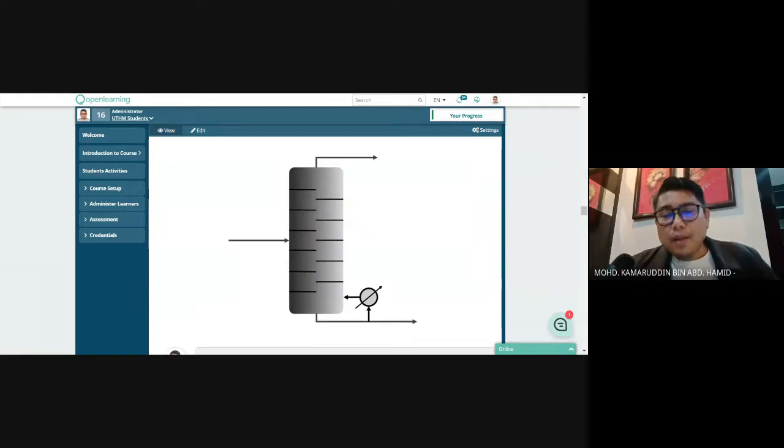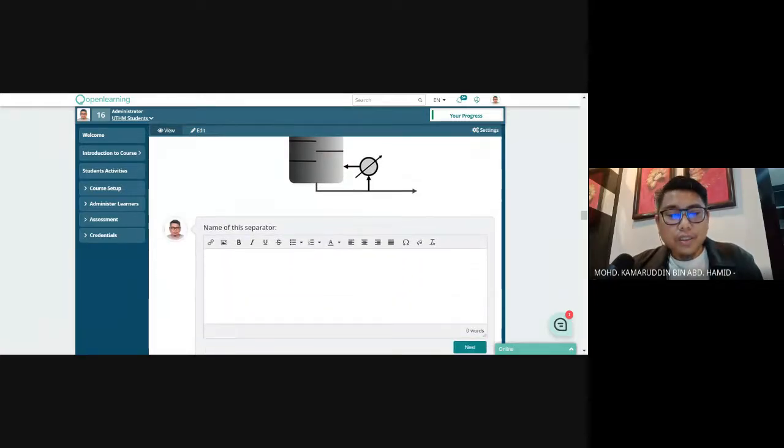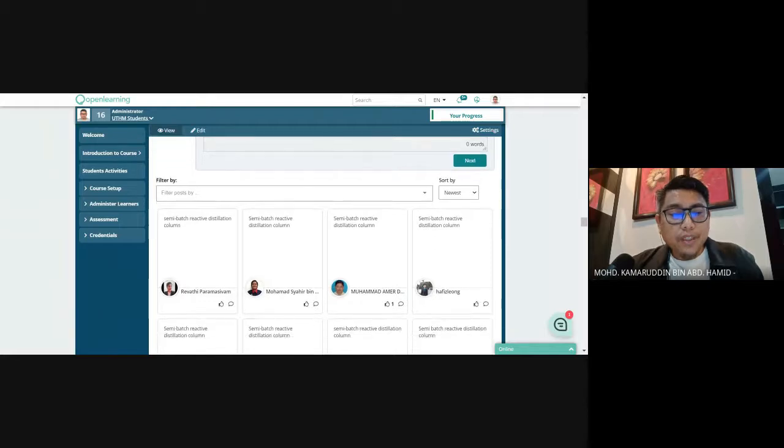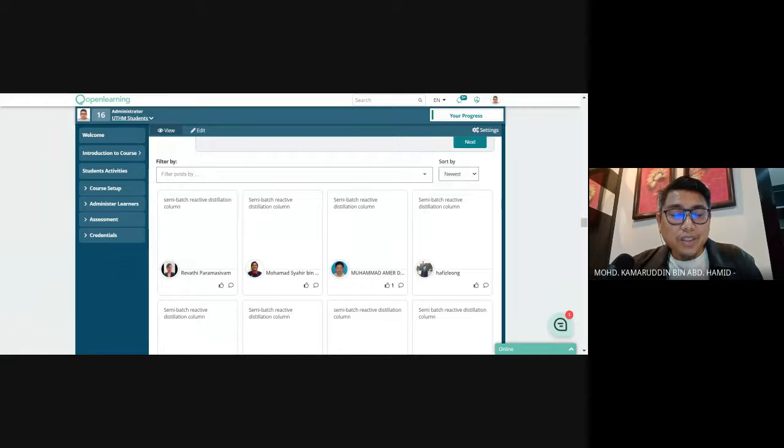Okay, so since you have an absorber and also a reboiler at the bottom, what do you call this kind of separator? Let's see what answers you all gave here. Semi-batch reactive distillation column. Where is the reactive area? Where is the reactor in this, that you call it semi-batch? Why semi-batch?